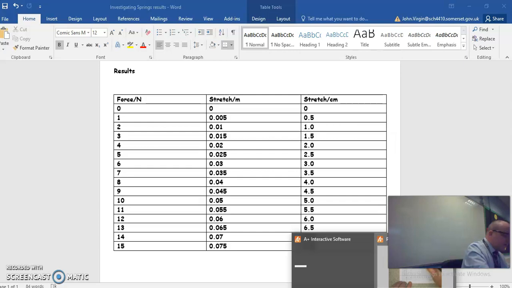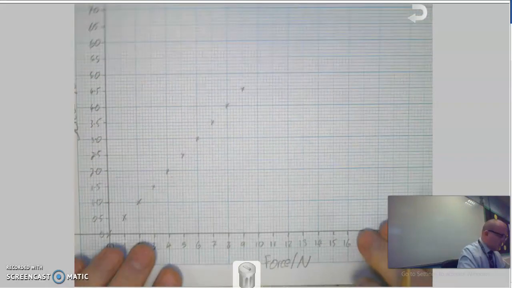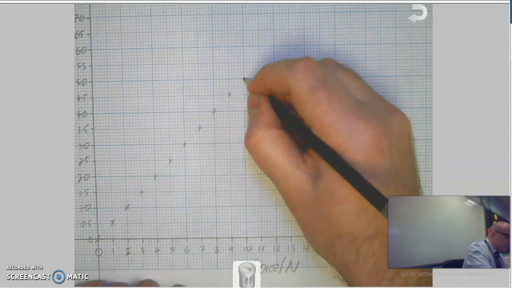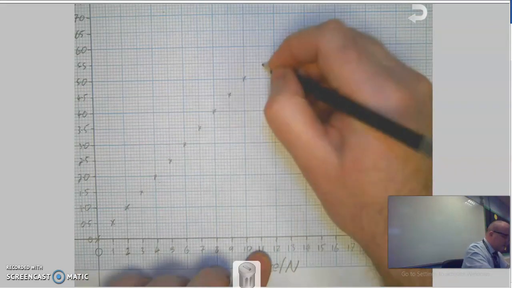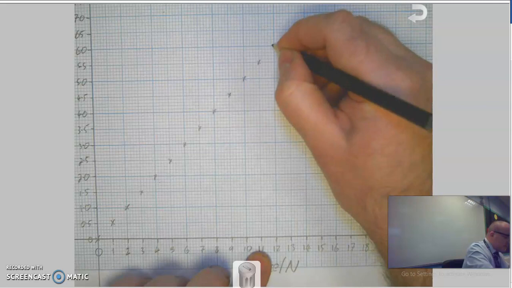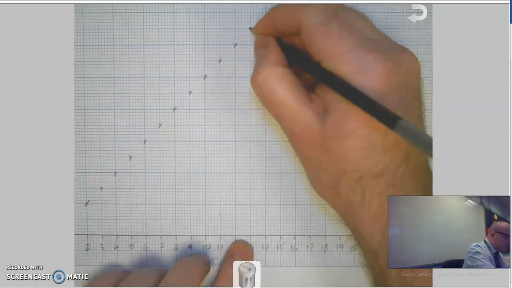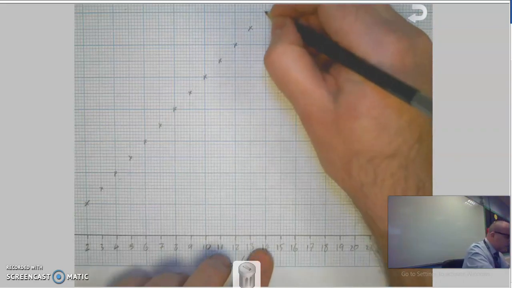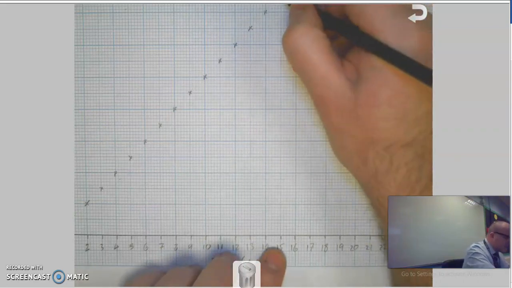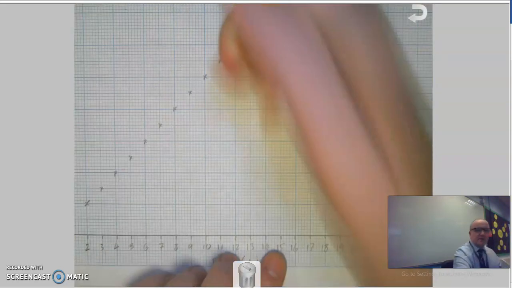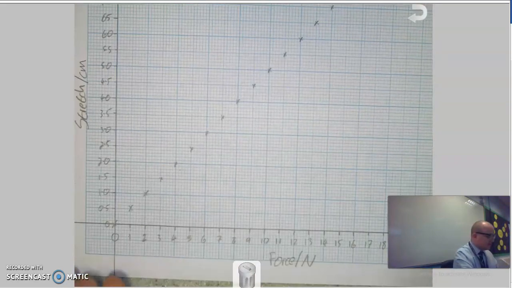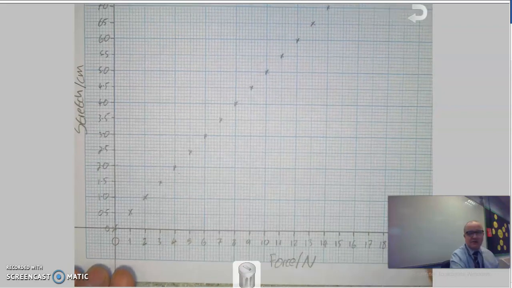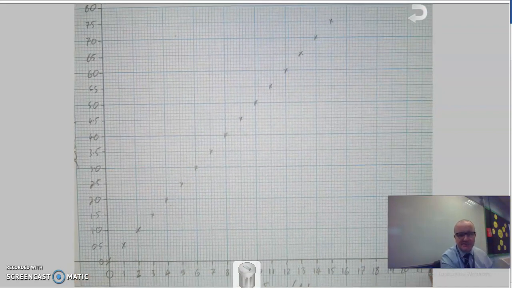I'm just going to add all my remaining results. Okay, now a couple of things when you're doing your graph at home. It's really important that your pencil is nice and sharp. It's really important that you make it as accurate as you can. So when you mark the points with the little crosses, don't go like that. Remember, just nice, neat, tiny little crosses. Okay, right, so there's all my points plotted.